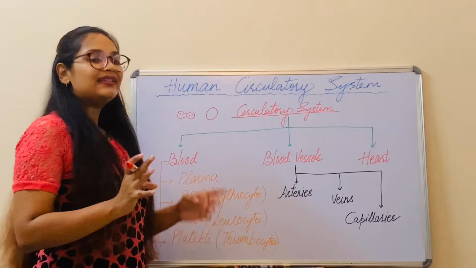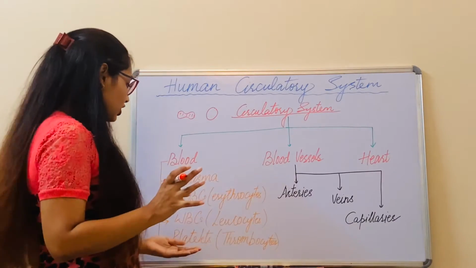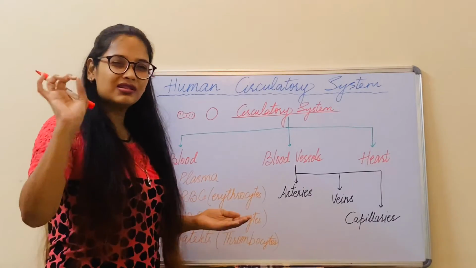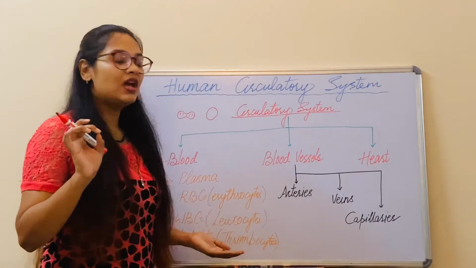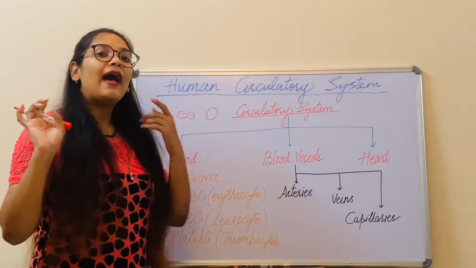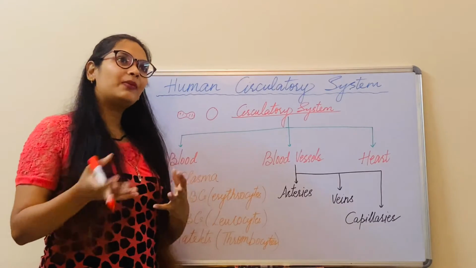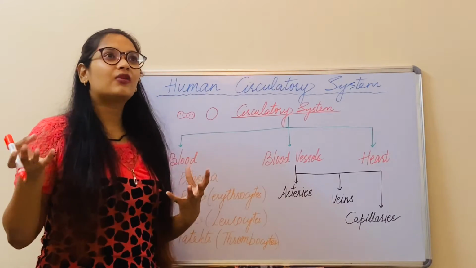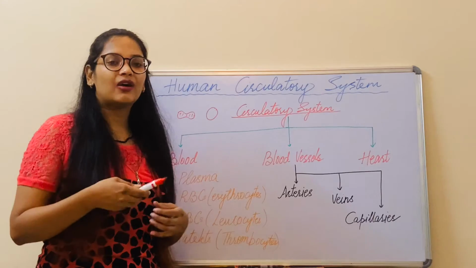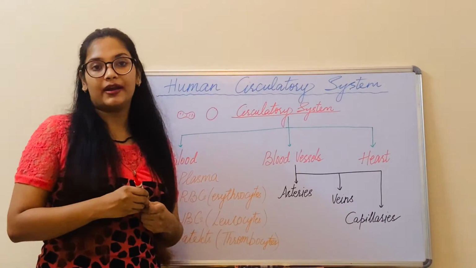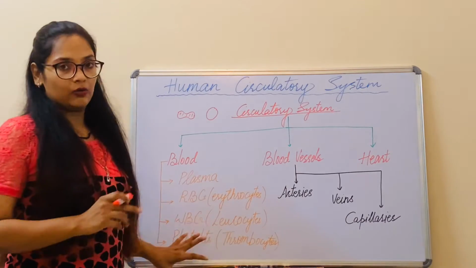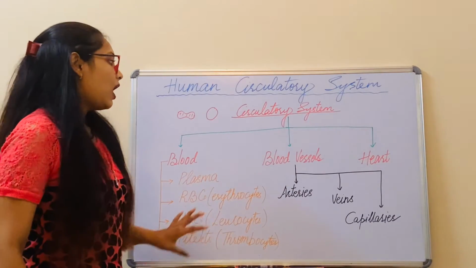Now the platelets are again round, small, circular. The platelets are very small, okay, and these are the smallest cells, so they are also round, and they are present around 1,50,000 to 3,50,000 or 4 lakh per millimeter cube of blood. So that is the count of the formed elements.